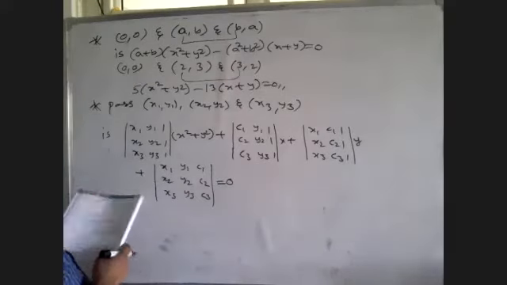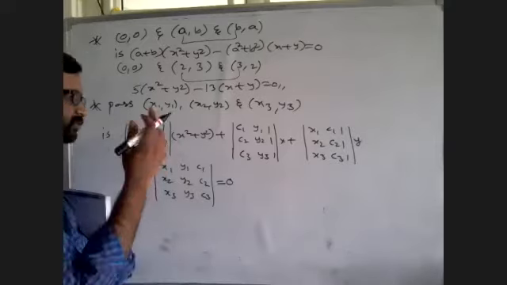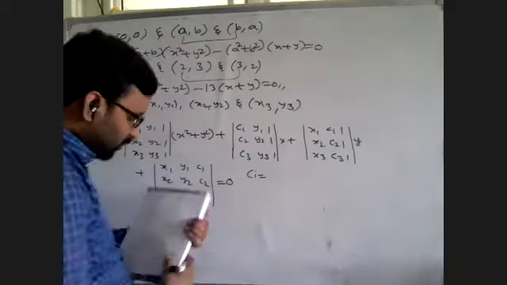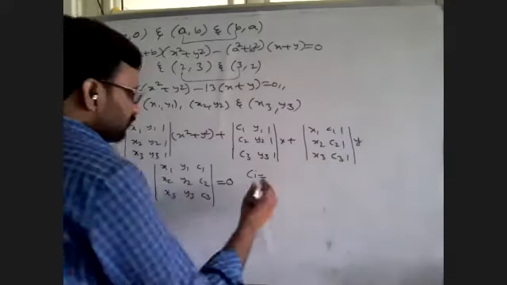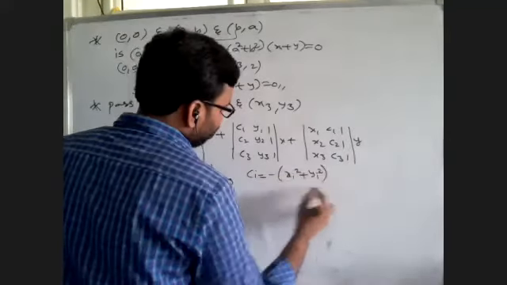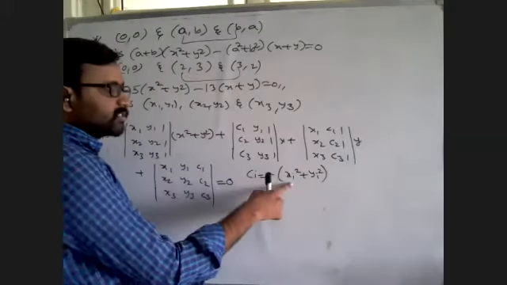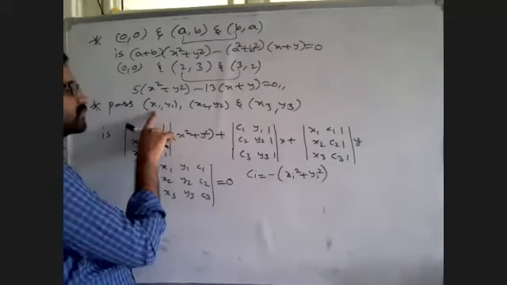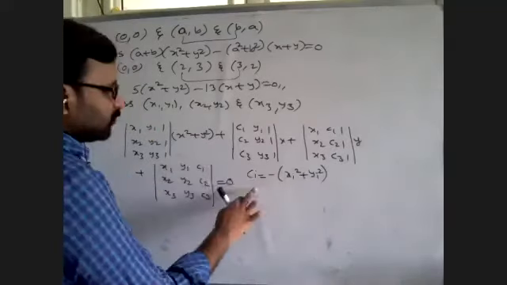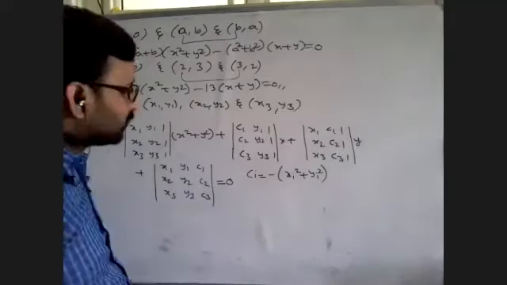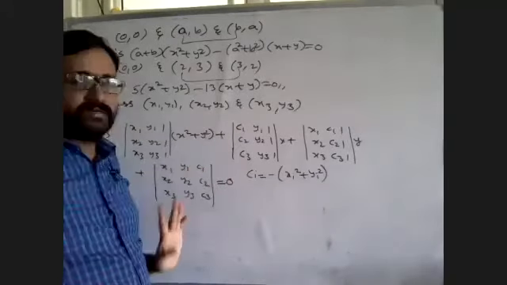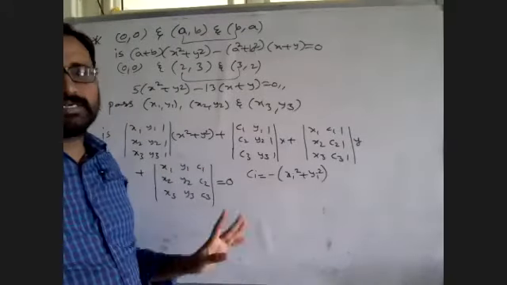This is the formula where you have x1, y1, x2, y2, x3, y3, but c1, c2, c3 are also needed. For that, there is a formula: ci is equal to minus of xi square plus yi square. Suppose you want c1: you add x1 square plus y1 square, then apply minus. So that is the c1 value, and c2 and c3 we can find similarly. First we have to find c1, c2, c3, then substitute in the formula and find the determinants. Four times the determinant, you will get the equation of the circle.